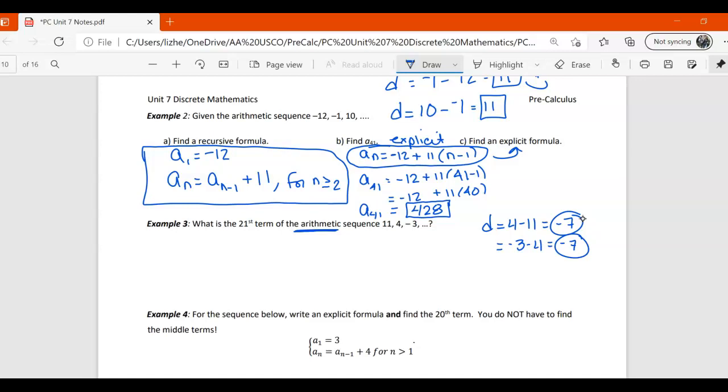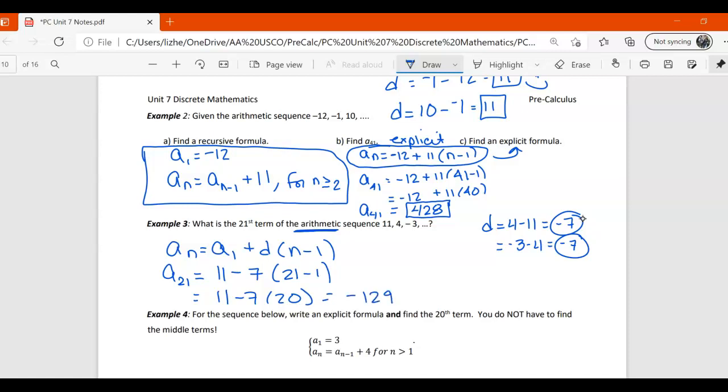And so then you're going to say a_n. Just write your explicit equation. So a_n equals a_1 plus D times n minus 1. There's our standard form. And now we can plug in what we know. So a_21 equals a_1, which is 11, minus 7, which is D, times 21 minus 1, which is 11 minus 7 times 20, which gives me negative 129.